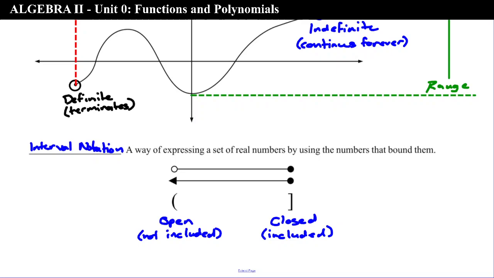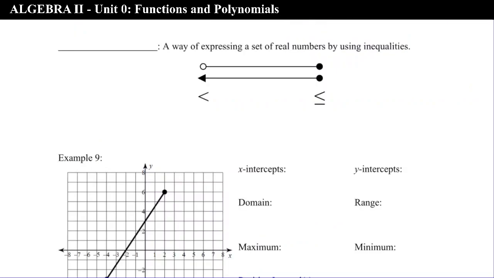So that is interval notation. Now let's go on to the other form of notation, which is perfectly acceptable to use. It's just another way of writing the same thing, and that is set notation. And in set notation, we are going to use inequalities. So we'll use a greater than, a less than sign, or a greater than or equal to, or less than or equal to sign.